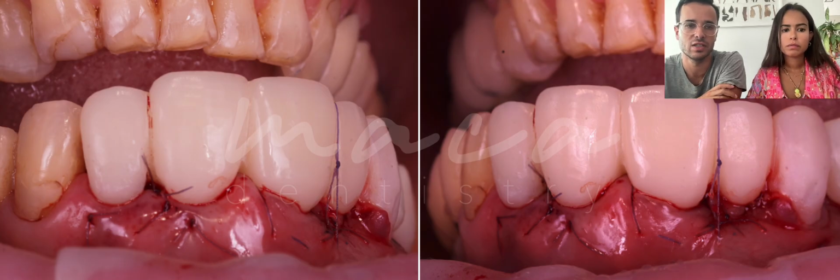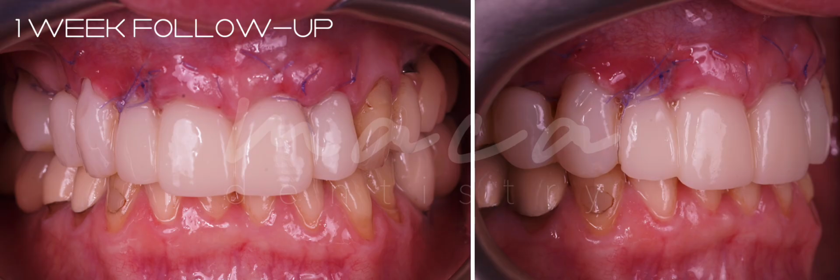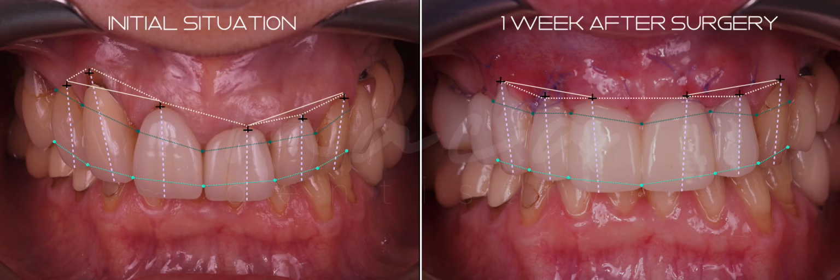So this is a lateral close-up view immediately after the surgery. And here the post-operative panoramic X-ray. These are the photographs 1 week after the surgery. Everything was healing very well, and I think we managed to increase the volume of the tissues, cover the root recession on the 13, and have a good aesthetic for the first week of healing.